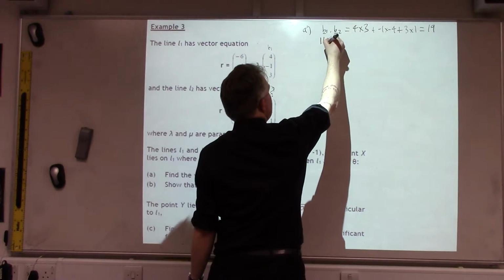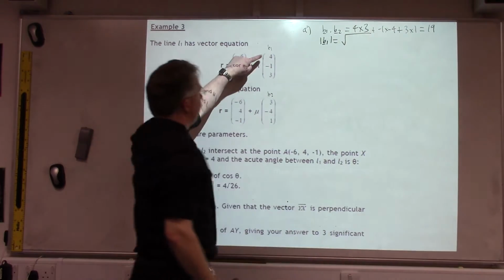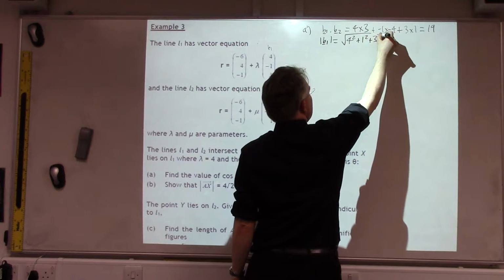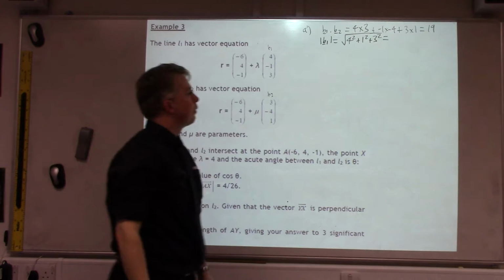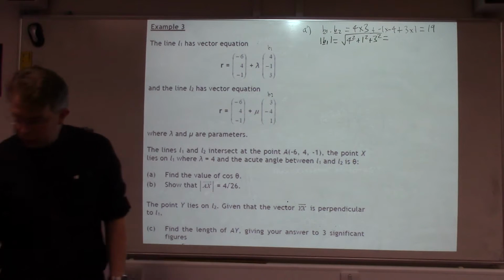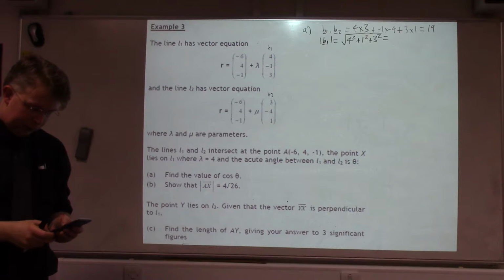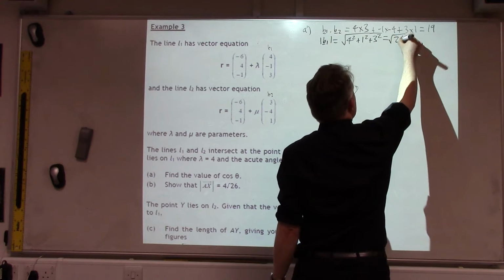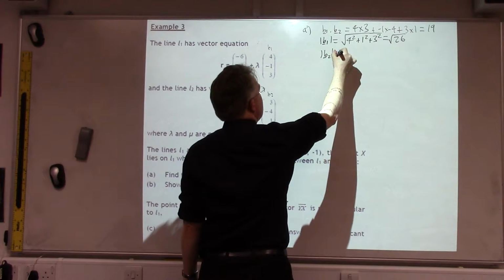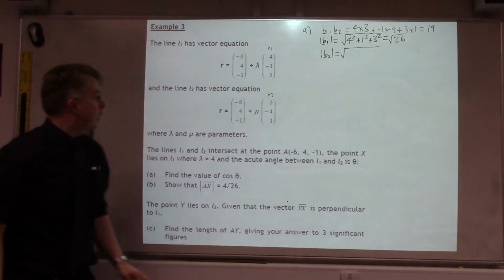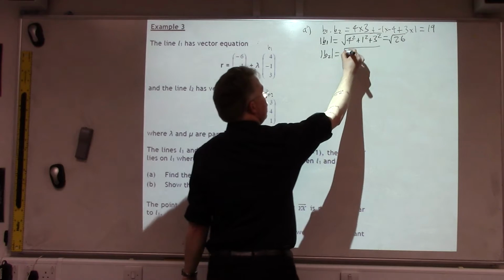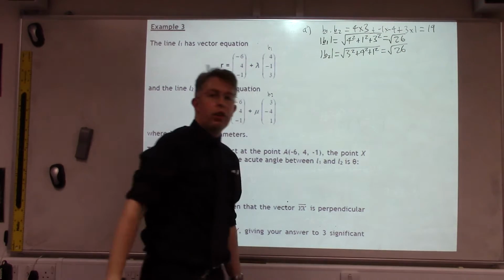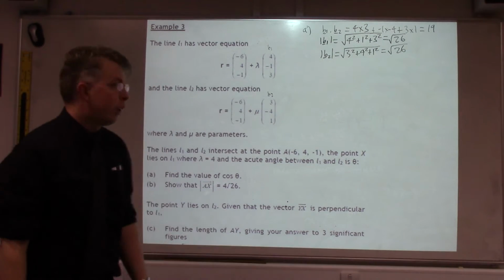Magnitude B1, square root of 4 squared plus 1 squared plus 3 squared, which is the square root of 26. Modulus of B2 is 3 squared plus 4 squared plus 1 squared. If we calculate, that is also root 26, same calculation, different order for the numbers.